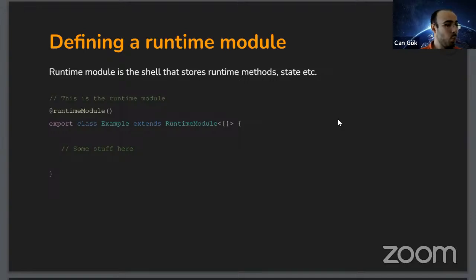So basically, you create a basic runtime module with the runtime module decorator, and you describe it as an exported class, for example Example, that inherits from RuntimeModule of the Protokit framework's libraries. And you write the things that go in it, for example runtime methods, states, and things like that. We will talk about it.